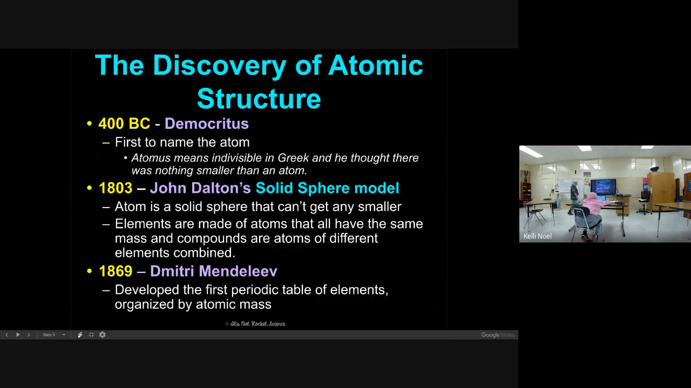Dmitry Mendeleev is an important name. In 1869, we had all these different elements that we knew about, and he decided to try to organize them. There's got to be a way that we can access that information easily, and so he developed the first periodic table of elements. He actually organized it by atomic mass, and we'll find that was off just a little bit. It didn't actually organize everything, but he gets credit for the first periodic table of elements.